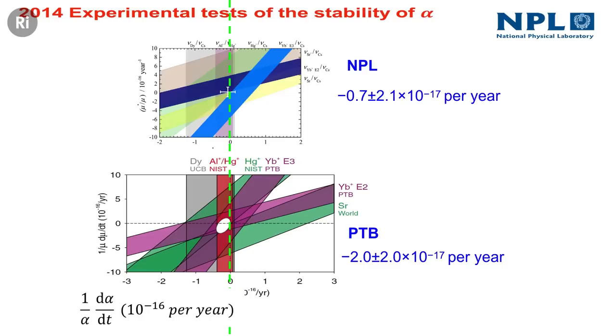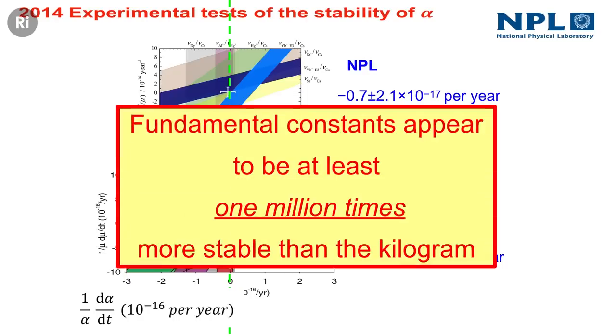So these are like atomic clocks where you set atoms wobbling and count the ticks. And you can set two atoms wobbling and see whether their relative frequencies change over a year. And that's been done at NPL and at the German lab PTB. And the answer is the fundamental constants appear to be at least 1 million times more stable than the kilogram.